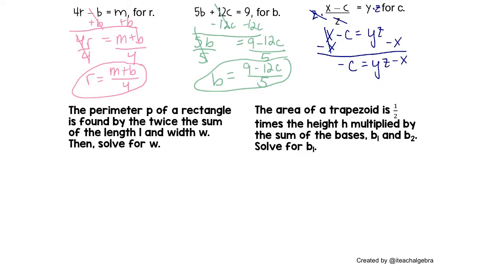Now I've got this negative c. You can imagine it's negative 1. I'm going to divide by that negative 1, and all that does is flip all the signs. Negative 1 over negative 1 cancels. I'm left with c, and that gives us negative yz plus x. We can rewrite this a little bit prettier and say c equals x minus yz.